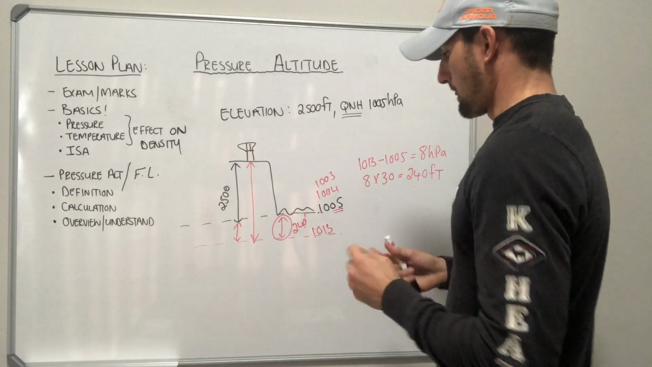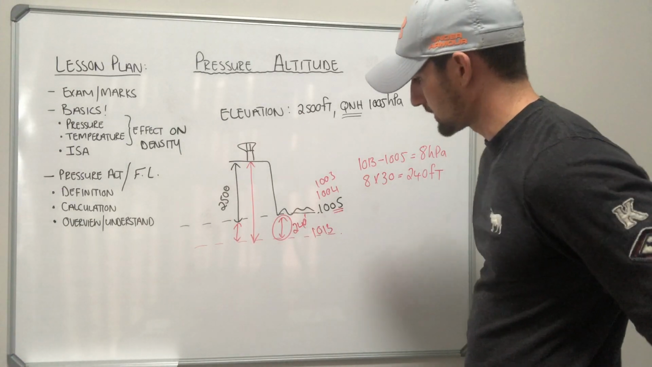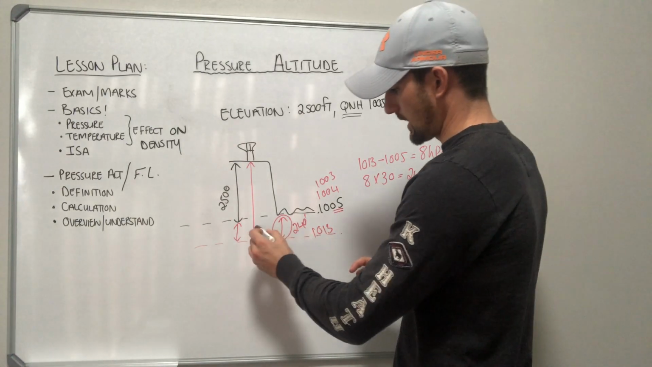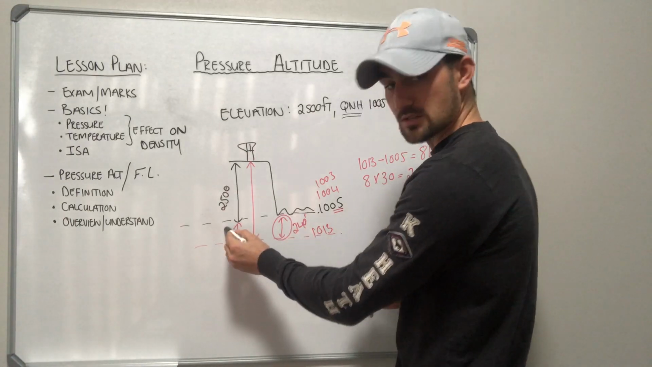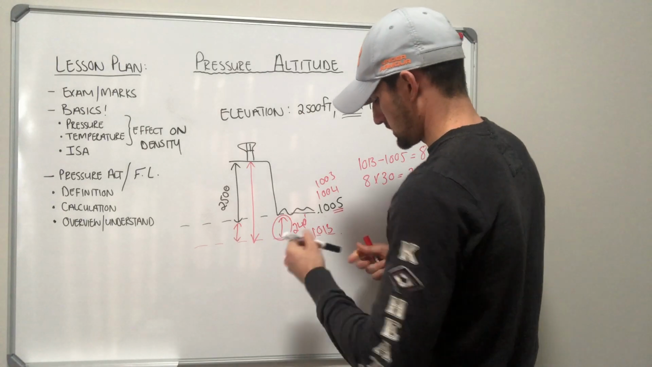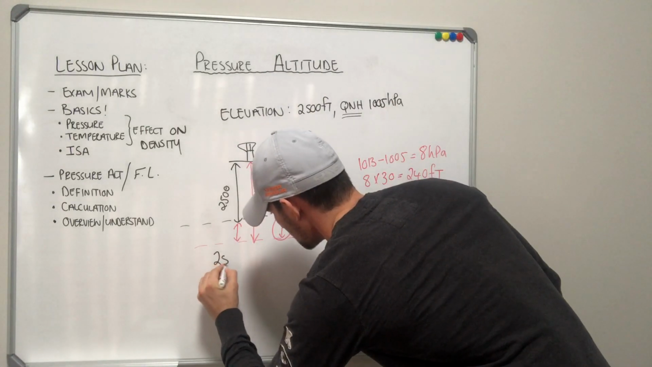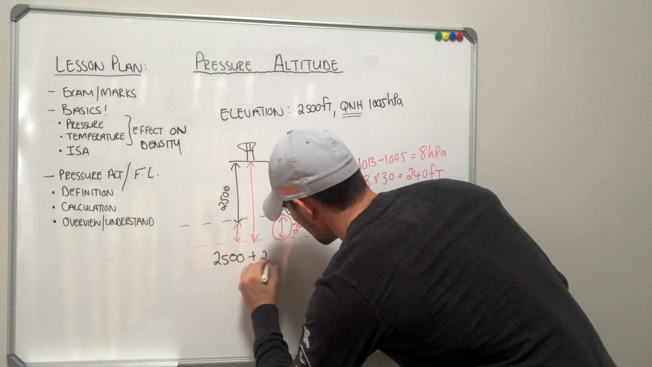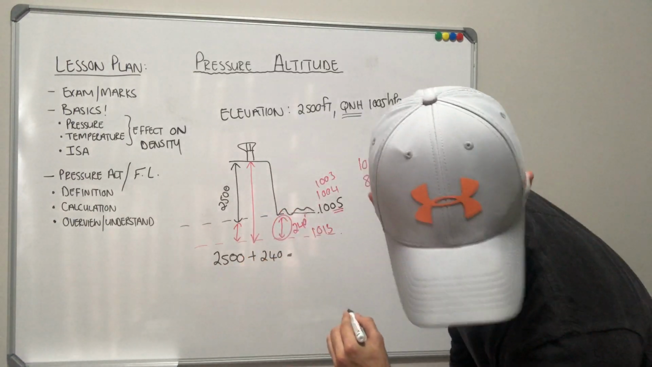Okay. Now, the important thing over here is to understand that you now need to add 240 to 2,500 foot, because we're effectively flying from here. Okay. So now we go 2,500 plus 240, and that is equal to 2,740.